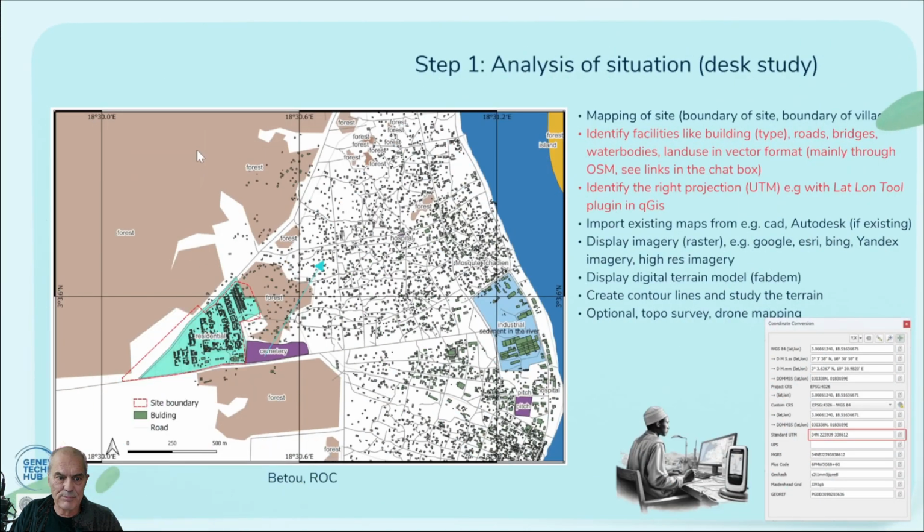Next point would be identification of all the facilities in the area. And this you can do mainly based on OpenStreetMap. OpenStreetMap gives you the opportunity to download in vector format all the facilities, that means shelters, roads, type of land.